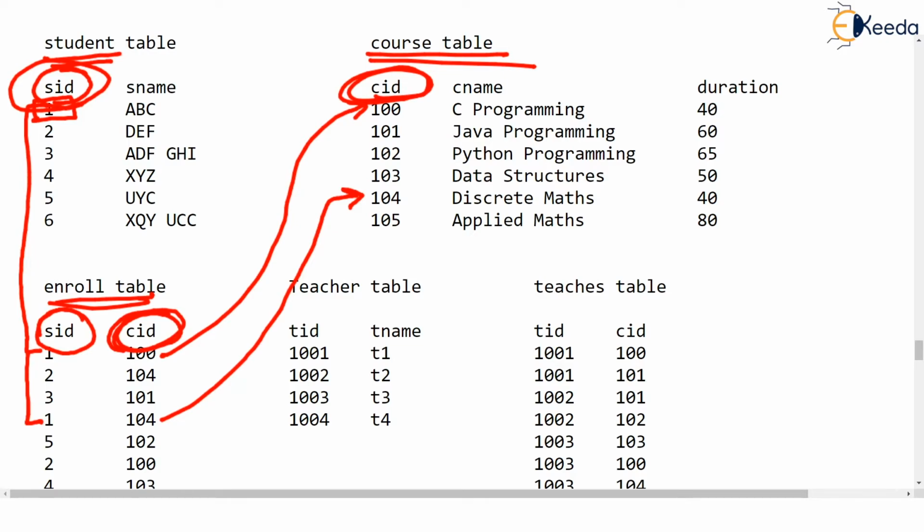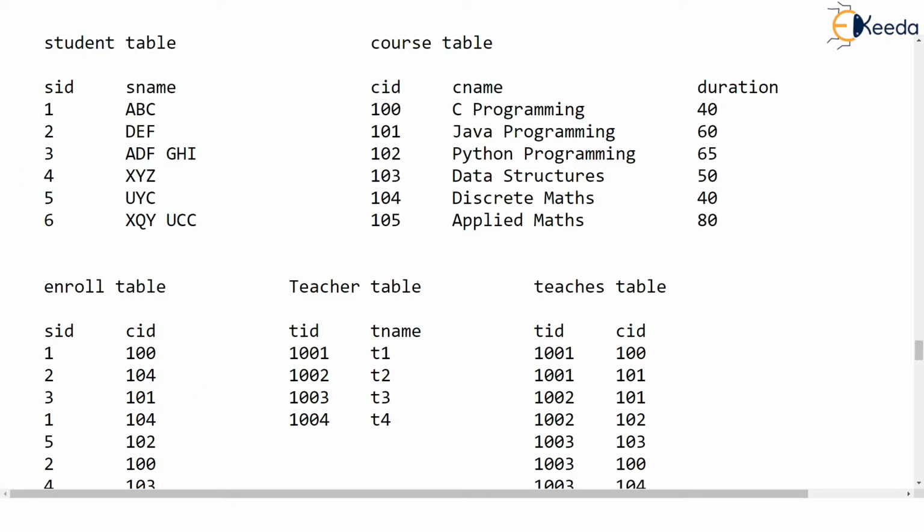3 tables. Please try to understand, when 3 tables get joined, the first row of this student table will be joined with the first row of this enroll table, and together they will be joined with all rows of the course table. Please try to understand this. I am not writing that join. I am not writing that Cartesian product. It will be huge. It will not even fit on the screen.